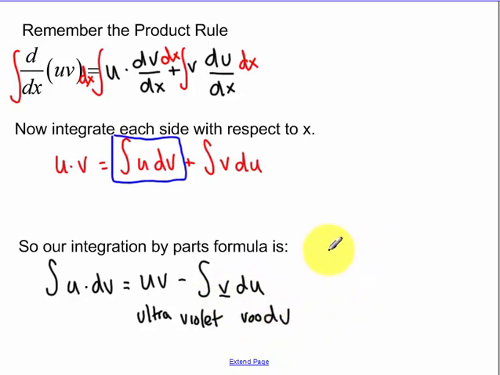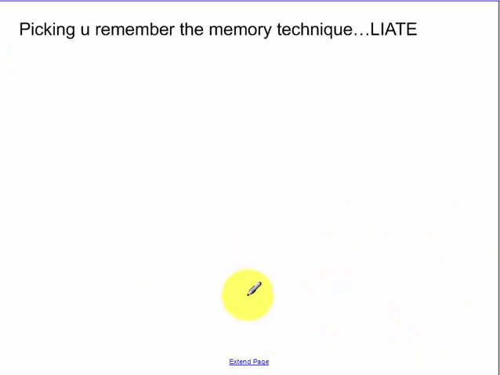What I'm also going to have you do is set up a little chart where we pick our u, and then we pick our dv. And then whatever you pick for dv, you're going to integrate to get v. And then whatever we have for u, we're going to take the derivative of to get du. So I'm going to also have you guys set up this little chart. I remember my high school calculus teacher having me set up this chart, and it was really, really helpful.